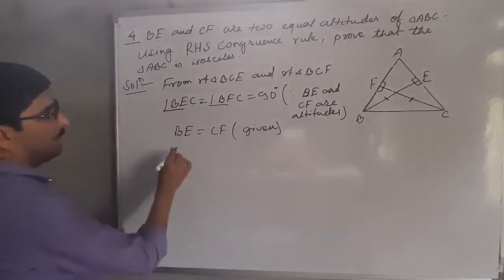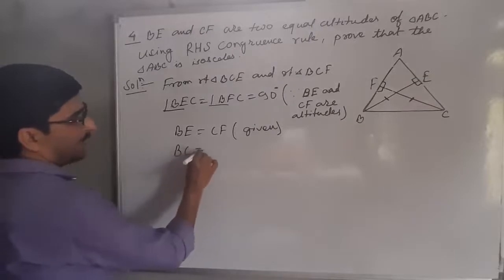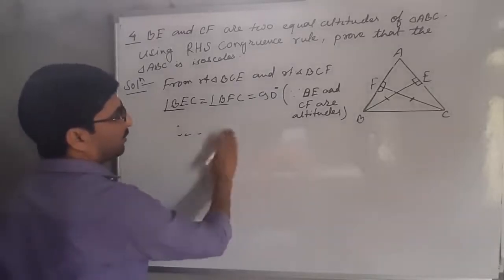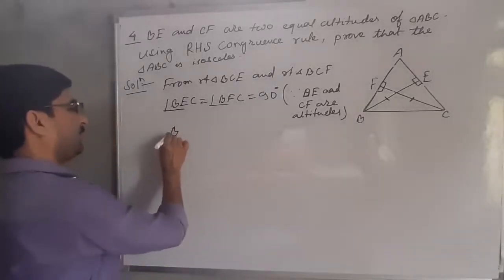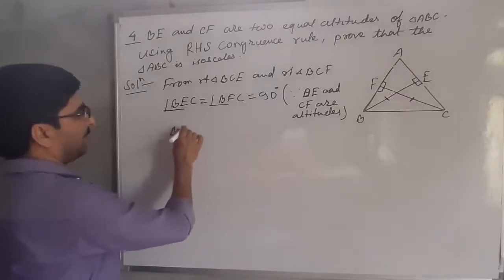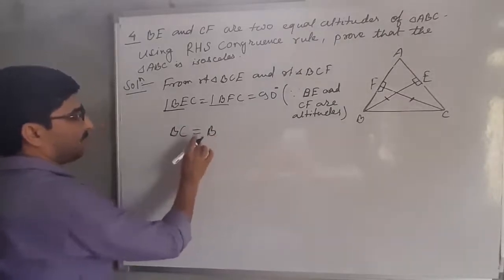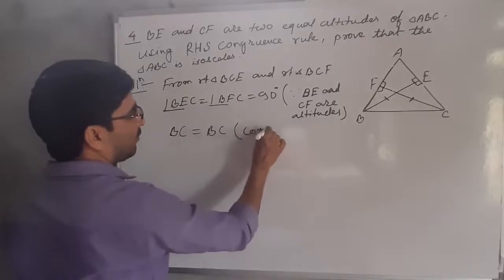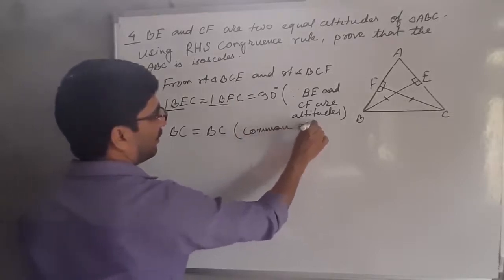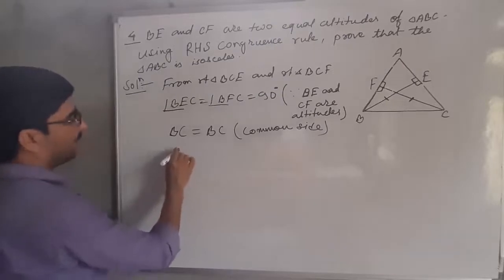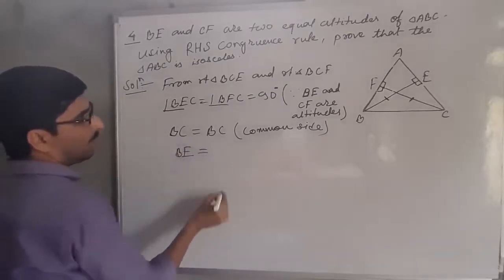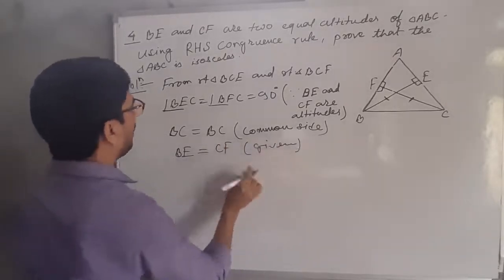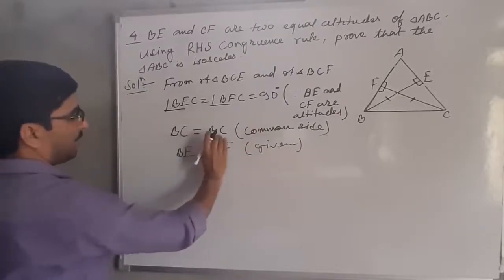And then BC is equal to BC. First we'll write BC equal to BC. That will be better. If you do not maintain the order, no problem, but if you write it, that will be better. BC equal to BC should be written because it is the hypotenuse. It comes under RHS actually. This is the common side for both the triangles. Now you can write BE equal to CF. It is given. Now it is R right angle, H hypotenuse and S side.